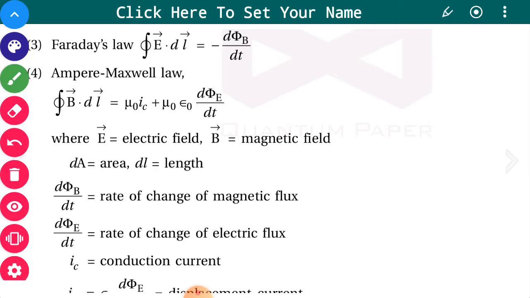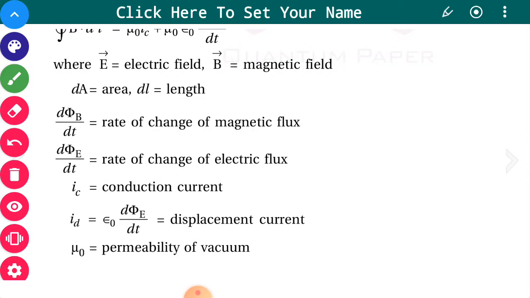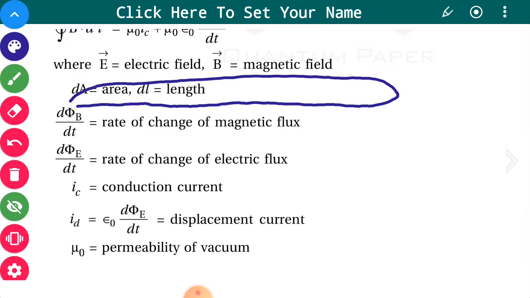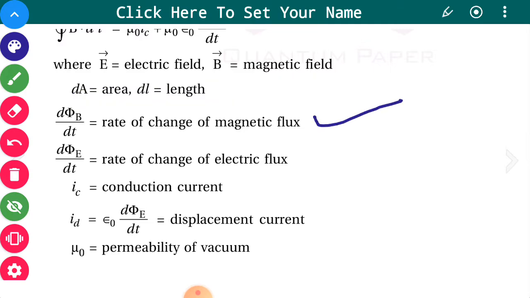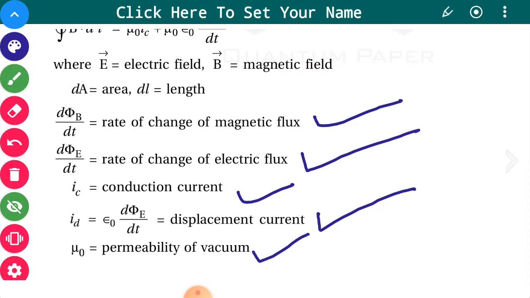Here all these terms have their original meanings that we know. d phi B by dt is the rate of change of magnetic flux, and d phi E by dt is the rate of change of electric flux. IC is conduction current, ID is displacement current. Mu 0, as you know, is the permeability of vacuum.